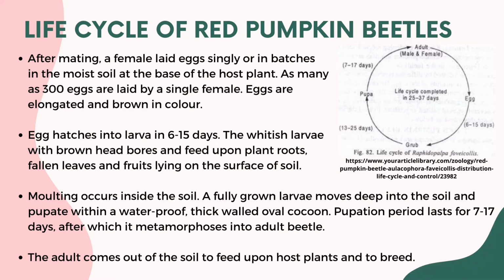The whitish larvae, created with brown head bars, feed on the plant roots, fallen leaves, and fruit on the surface of the soil. Next, the molting process will occur inside the soil. A fully grown larva moves deep into the soil and pupates within an oval cocoon. The pupation period lasts for 7 to 17 days, during which it metamorphoses into the adult beetle. The adult comes out of the soil to feed upon the host plant and to breed.